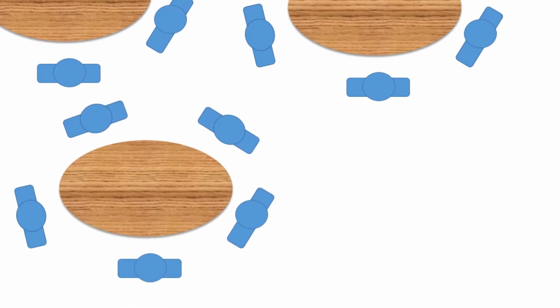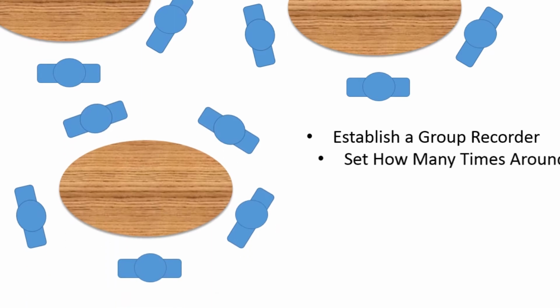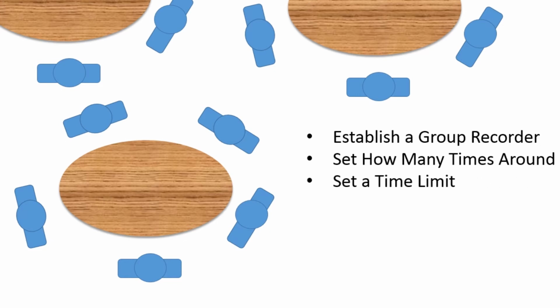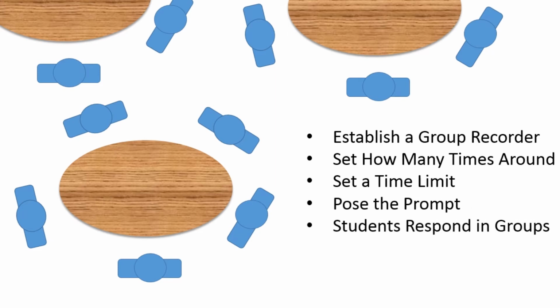Separate the students into groups of 4 to 6, then ask them to establish a group recorder. Tell students whether or not they will go around the group once or multiple times. Announce a time limit and then pose the prompt. Group members take turns responding to a question that you pose with a word, phrase, or short statement. All students get an opportunity to speak.